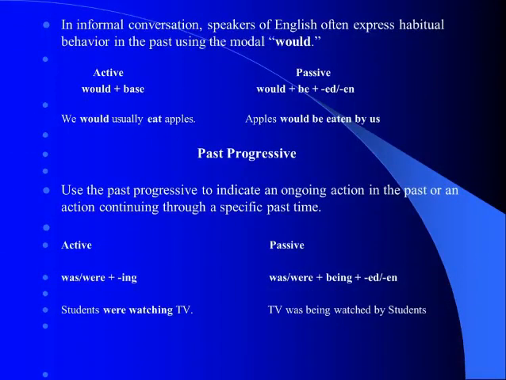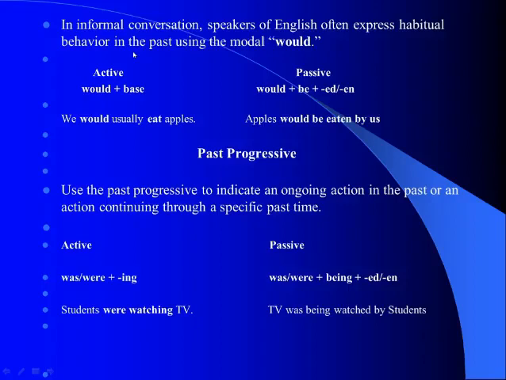Next, in informal conversation, speakers of English often express habitual behavior in the past using the modal "would". This is the speaker's behavior in English, or the British people most often use what? Would. Really, it is habitual behavior. I would go to mosque. That is a habitual behavior. The people who go to mosque normally say, I would go to mosque.